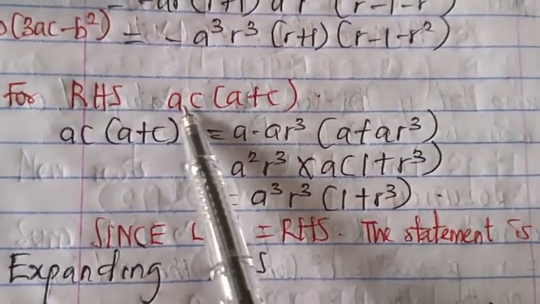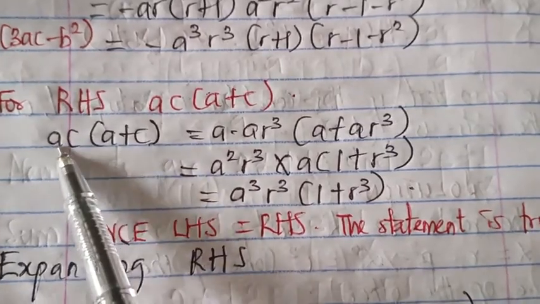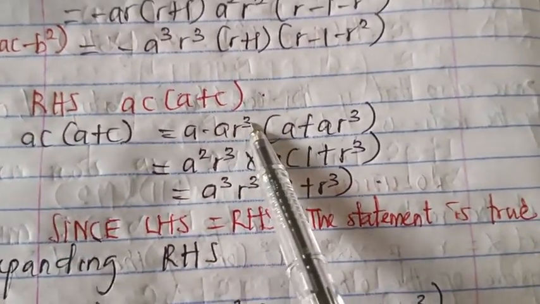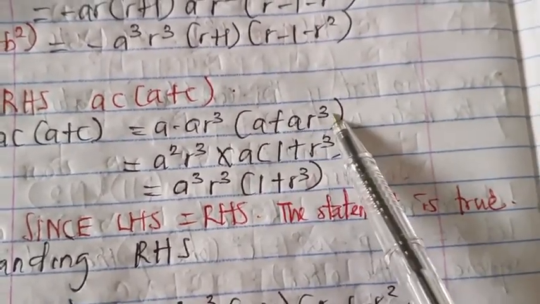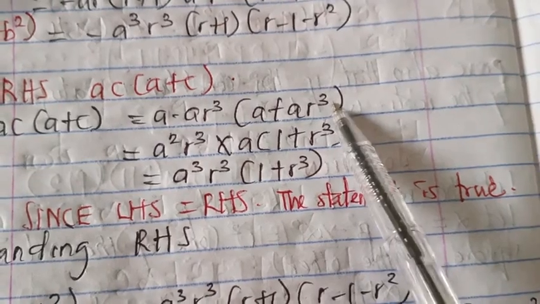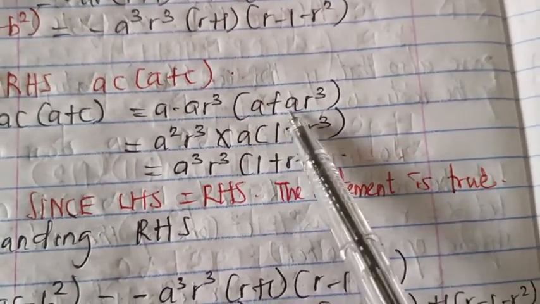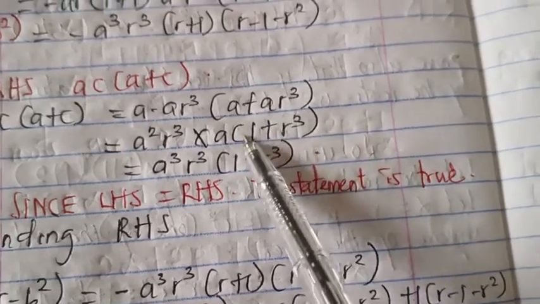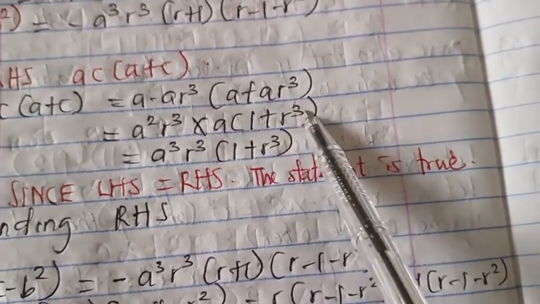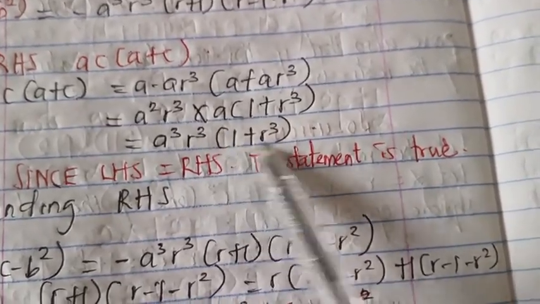Now trying the right hand side. Right hand side, it is ac into a plus c. Don't forget, a is still a, c is ar cube. So a times a square and r cube into bracket what? a plus ar cube. One thing is common to these two. What is that? a. So that will be a into bracket 1 plus r cube. a square times a cube, r cube into 1 plus r cube.